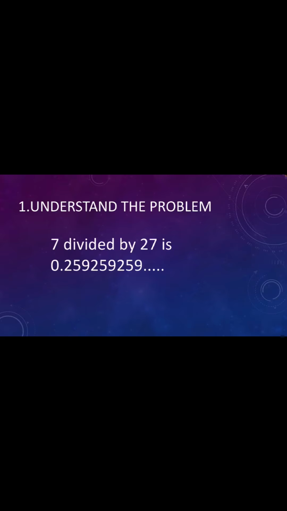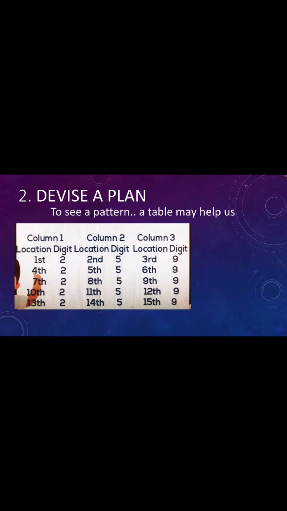For us to understand, first we need to express the fraction as a decimal. So 7 divided by 27 is 0.259259259 and so on. After knowing the decimal value of 7/27, we'll now proceed to step 2, which is devise a plan. To see a pattern, a table may help us. So I have a table here to present: column 1, column 2, column 3, with location and digit.